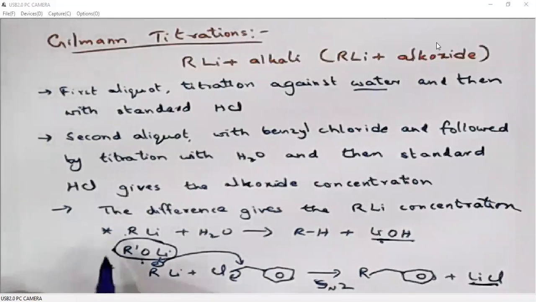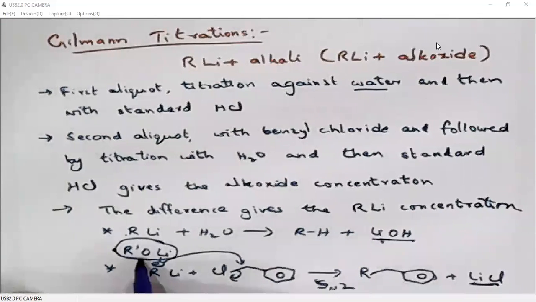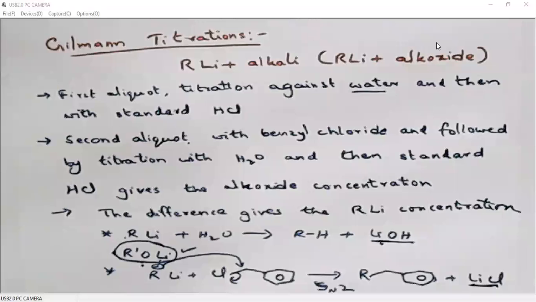So from the first titration, we have the concentrations of both LiOH plus alkoxide. From the second titration, we have the concentration of only alkoxide. So when we take the difference, that will give the RLi concentration. So this is generally what is called the Gilman double titration experiment.